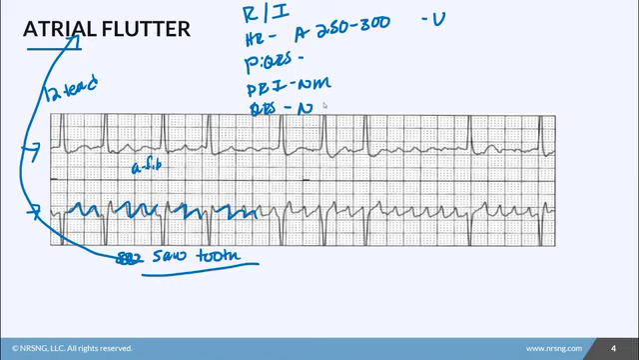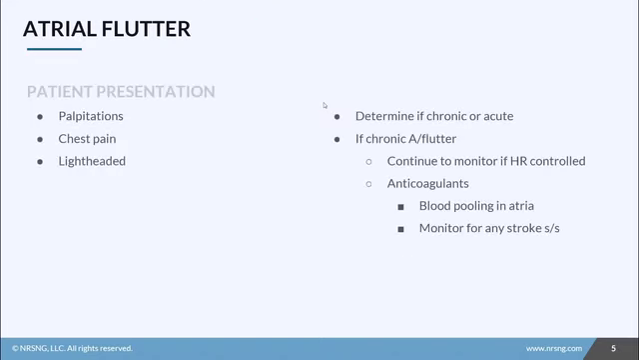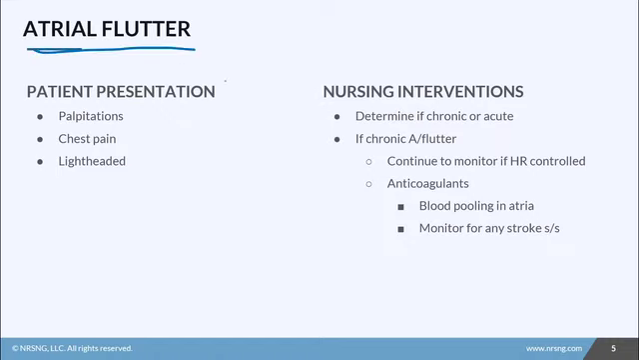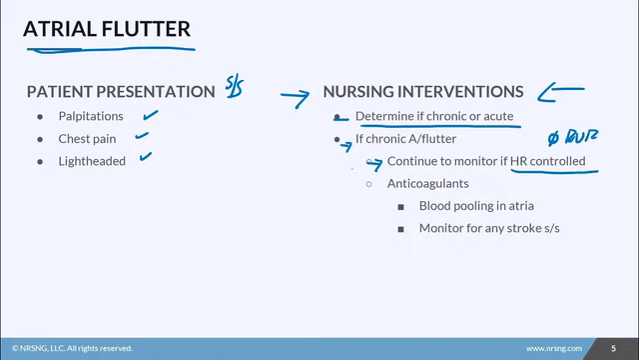Now let's talk about what to do with patients that have A flutter. Most patients that come in with A flutter, their signs and symptoms are usually palpitations, chest pain, or lightheadedness. The nursing interventions that we must carry out will be, number one, determine if it's chronic or acute. If they have chronic A flutter, we have got to just continue to monitor them as long as their heart rate is controlled and they are not in RVR. We got to make sure that they're taking some type of anticoagulant.